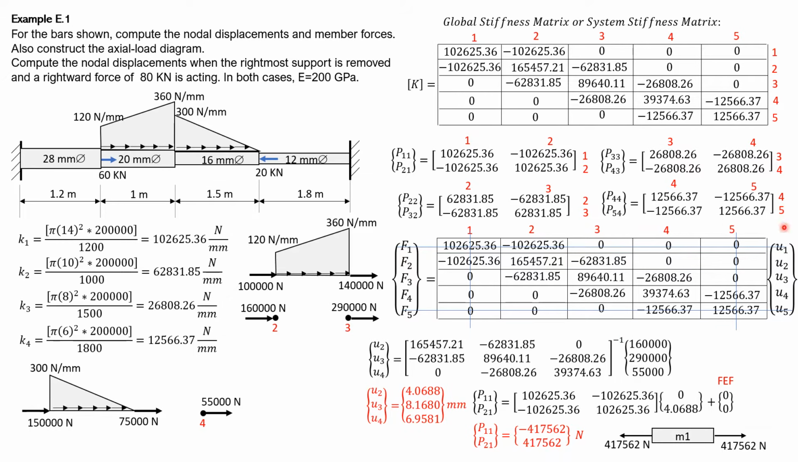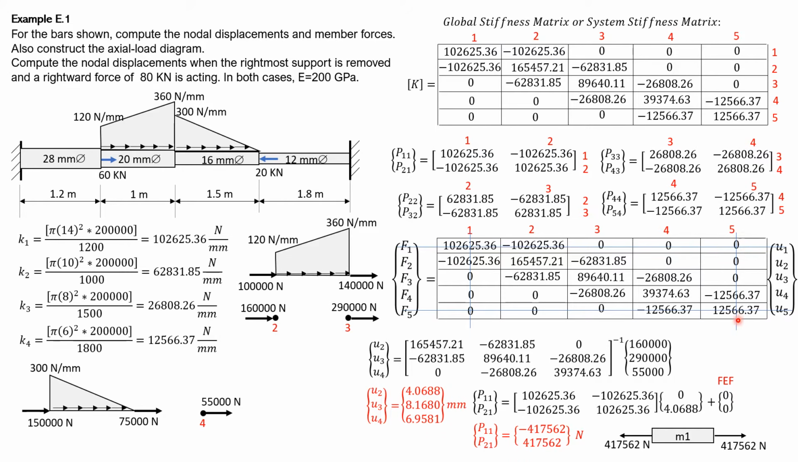And after that, we substitute the values of these nodal forces into this structural stiffness matrix system with the forces. So F2 is 160,000, F3 is 290,000 newtons, F4 is 55,000 newtons. Then we have the displacements here, U1 up to U5. We know that there are no displacements at 1 and 5, so we eliminate rows and columns associated with zero displacements. Anyway, they are zeros.